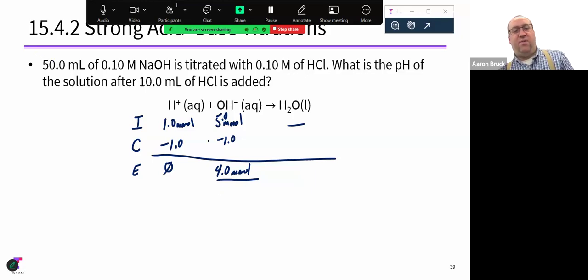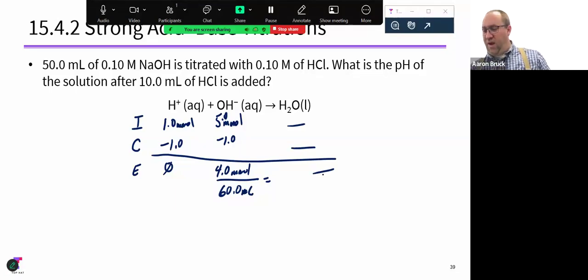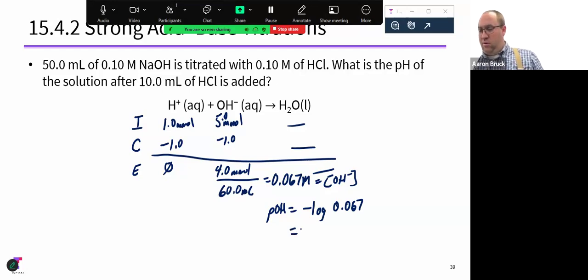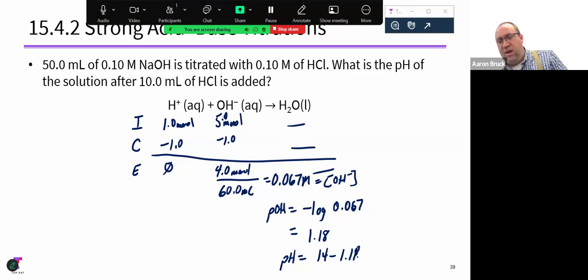And this is going to be distributed over 50 plus 10, that's 60 milliliters. 4 divided by 60 to two significant figures is 0.067. So that is the concentration of the hydroxide. So at the end of this part of the titration, we still have leftover hydroxide. Leftover hydroxide, we turn into pOH, and we use that to figure out pH. So pOH is equal to the negative log of 0.067, which would give a pOH of 1.18. 14 minus 1.18 is 12.82.